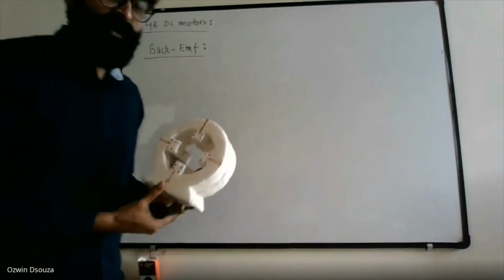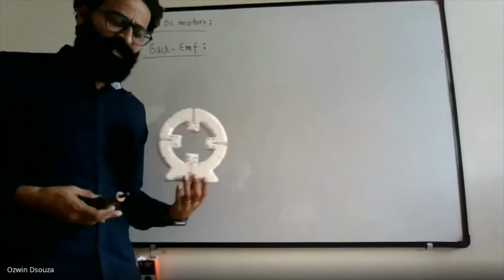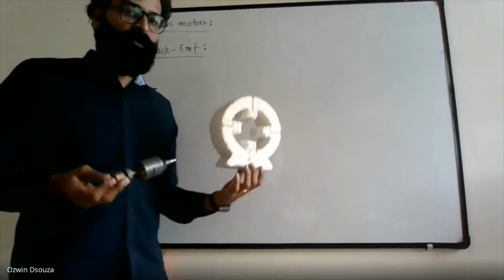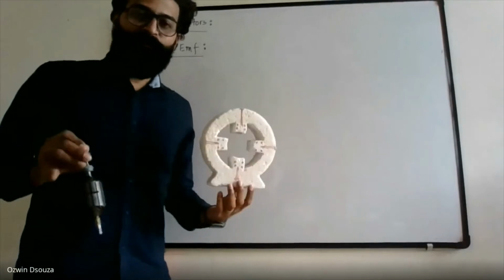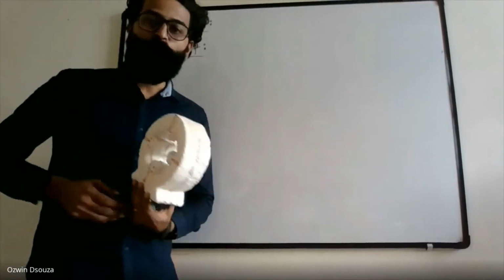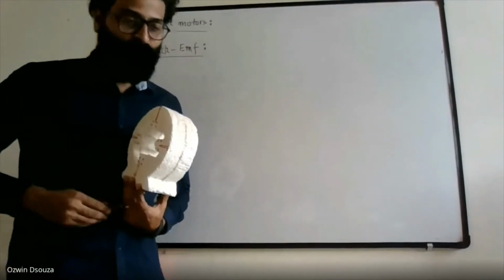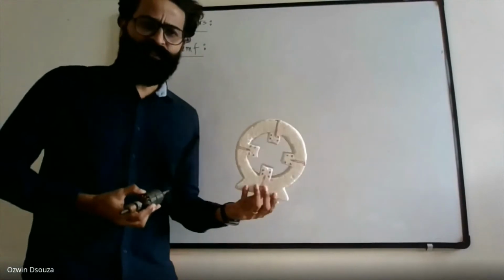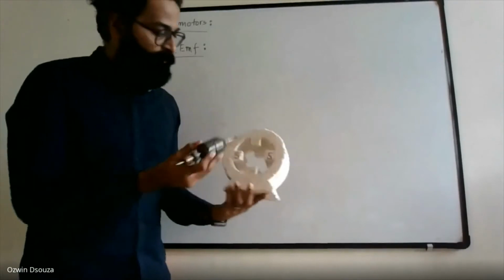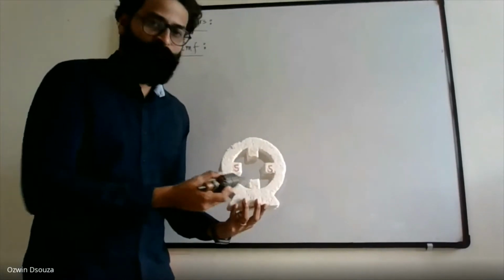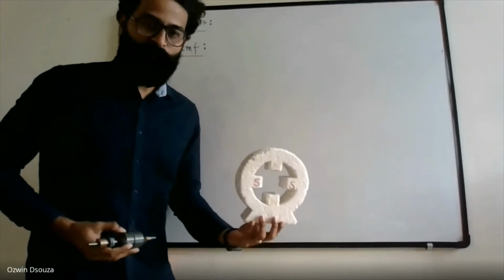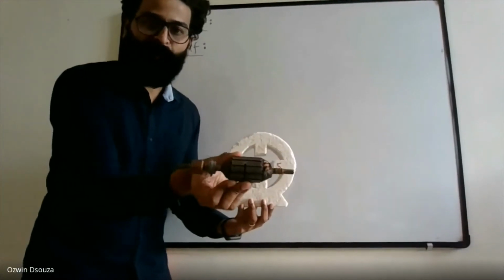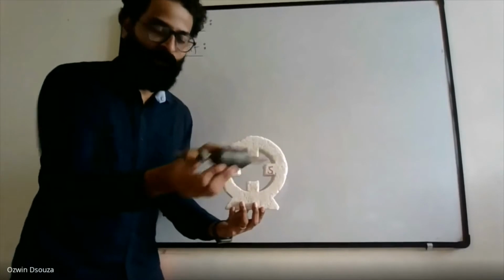Okay. So back EMF can be visualized probably with this demonstration. Okay. So back EMF is related to only DC motor. All right. So that's the first thing. Now imagine that you have a stator, all right, in which you have, let's say, two pairs of poles. So your field is stationary, and this is your rotor. It is made up of conductors, right? So this is your armature.